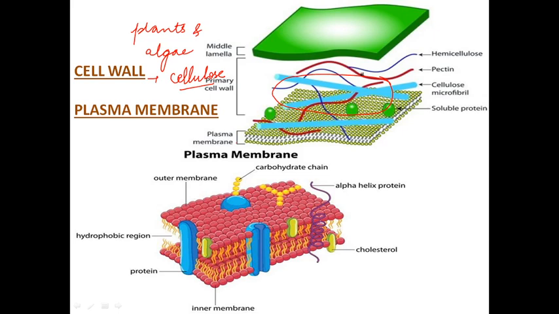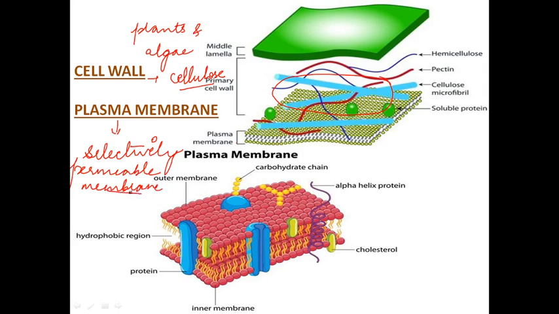Next is the plasma membrane. The plasma membrane is known as the cell membrane or selectively permeable membrane. Why is it known as a selectively permeable membrane? Because it allows selective material to pass through it and to enter. That means selective material will be allowed to exit and to enter the cell. That is why the plasma membrane is known as selectively permeable membrane.